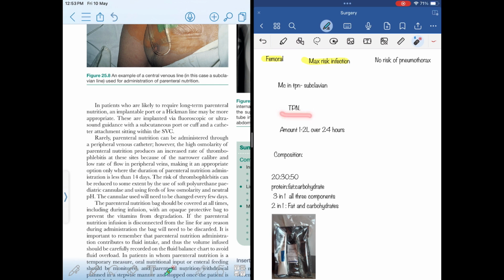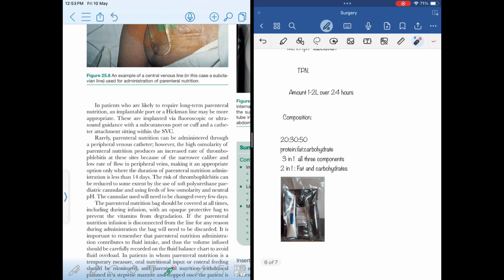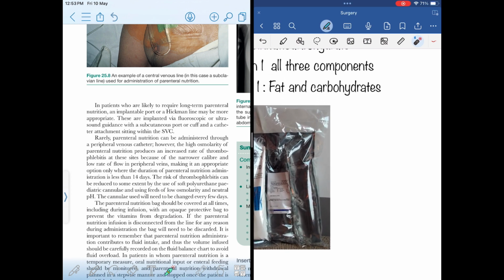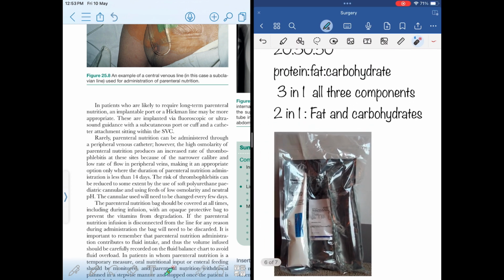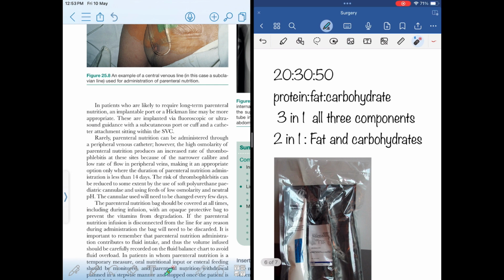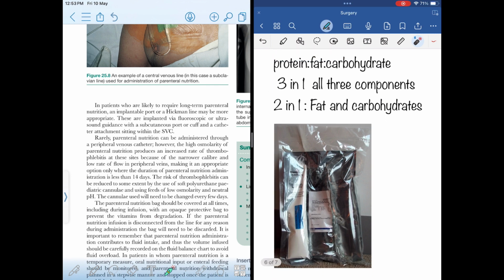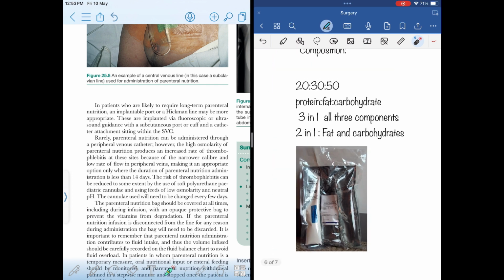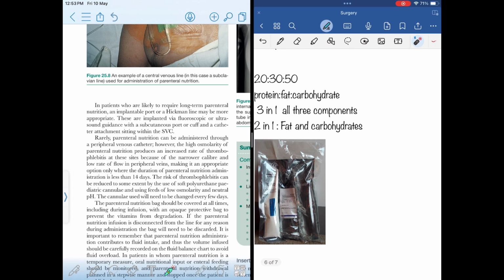Now talking about TPN. So we give an amount of 1 to 2 liters over 24 hours. What is the composition? So we have 3 in 1 and 2 in 1. So here you can see this TPN bag. 3 in 1 means we have protein, fat and carbohydrates. So protein 20, fat 30, carbohydrate 50. This is the ratio. We also have trace elements and vitamins, which can be added.